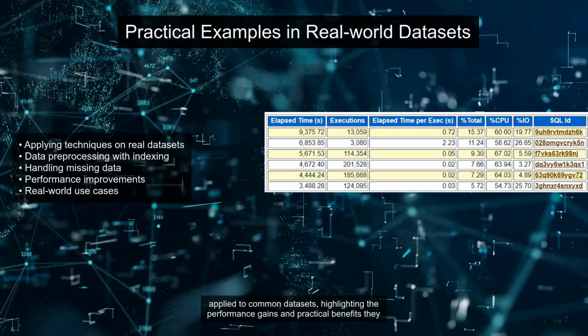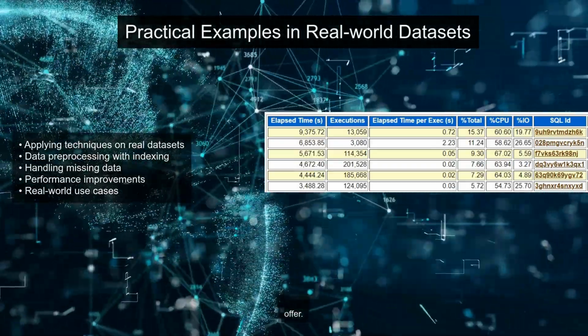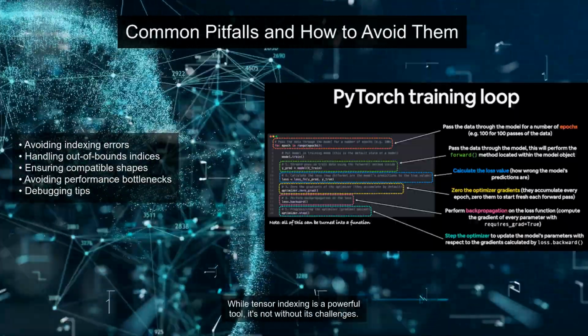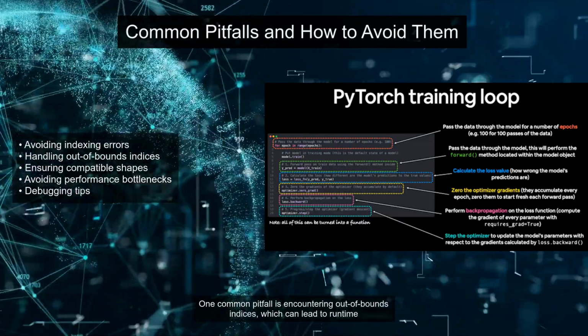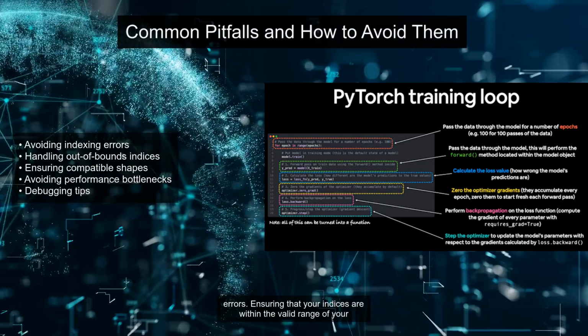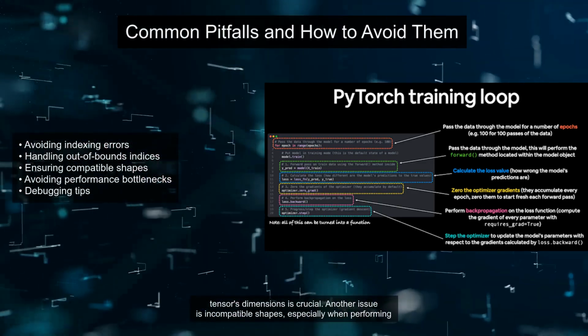In this segment, we'll explore how these methods can be applied to common datasets, highlighting the performance gains and practical benefits they offer. While tensor indexing is a powerful tool, it's not without its challenges. One common pitfall is encountering out-of-bounds indices, which can lead to runtime errors. Ensuring that your indices are within the valid range of your tensor's dimensions is crucial.